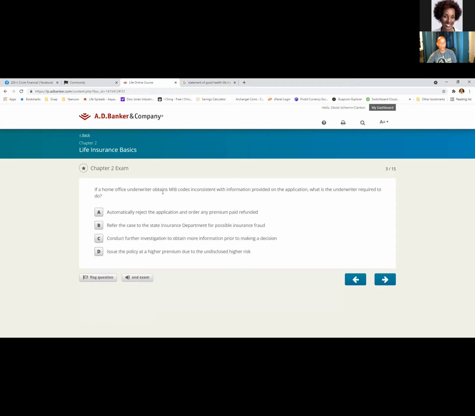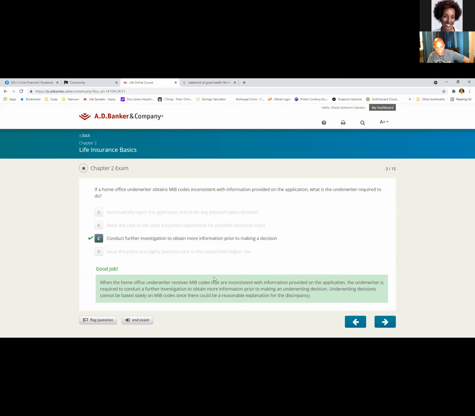If a home office underwriter obtains MIB codes inconsistent with information provided on the application, what is the underwriter required to do? Automatically reject the application and order any premium paid refunded. So we know from the other question that that's not true. Refer the case to the state insurance department for possible insurance fraud. Conduct further investigation to obtain more information prior to making a decision. Issue the policy at a higher premium due to the undisclosed higher risk. Any guesses? C. C. That's right.